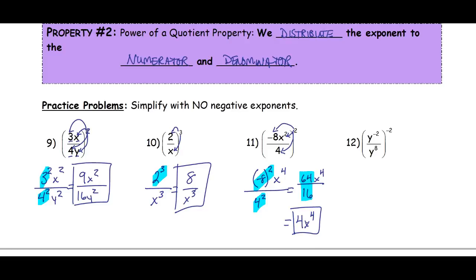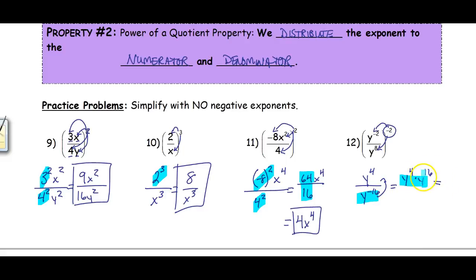All right, number 12. Okay, negative exponents don't do anything. You can still distribute that to everywhere in there. So you get y, negative 2 times negative 2 is 4, over y, 8 times negative 2 is negative 16. Okay, we have a negative exponent first, so let's go ahead and move that to our numerator. So you get y to the 4th times y to the 16th.